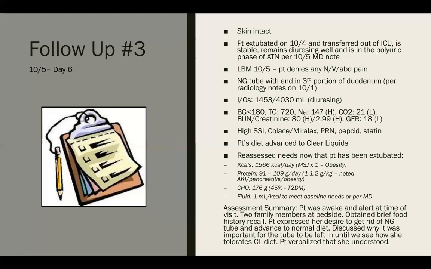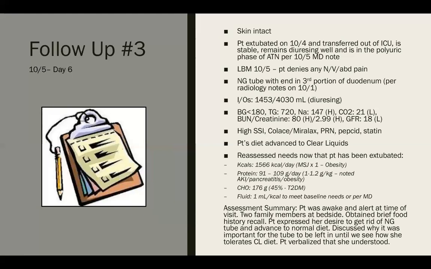Blood glucose remains under 180, which is what we want to see in diabetic patients. BUN and creatinine are still high, and GFR of 18. Patient remains on high sliding scale insulin and a bowel regimen.